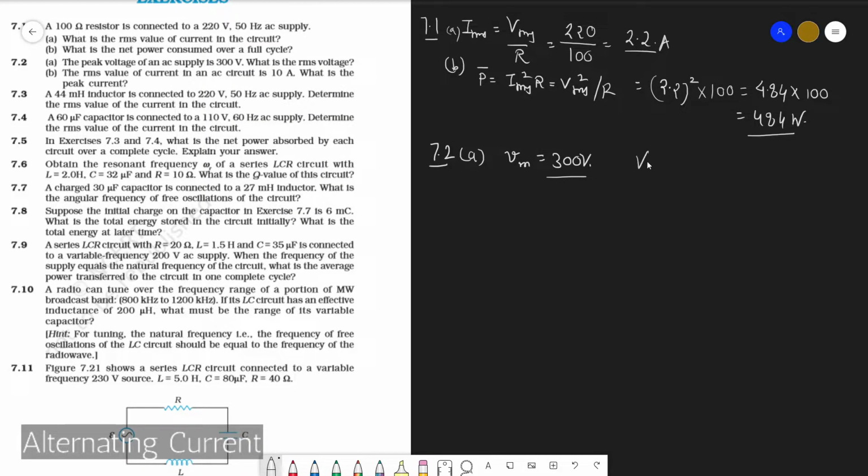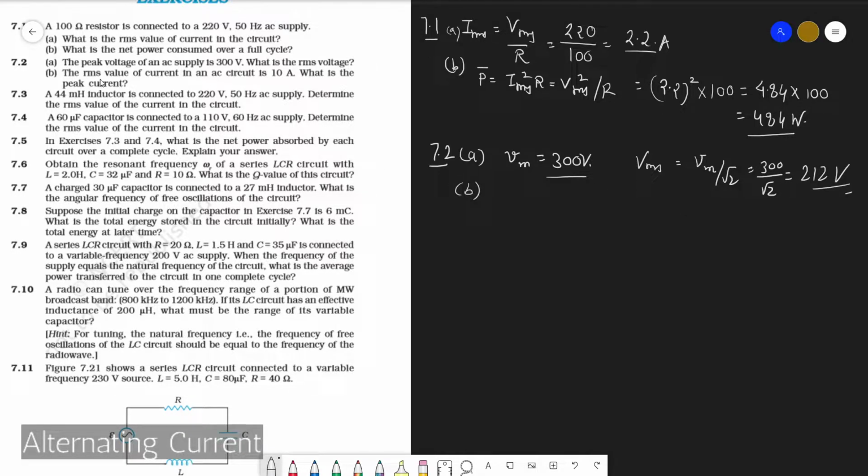Now he is asking about the RMS voltage. So you know that RMS is nothing but Vm by root 2. So if you calculate, divide this voltage by 1.41, it will be around 212 volts. So this is the thing. You will find RMS from this.